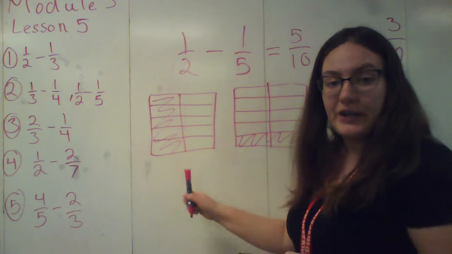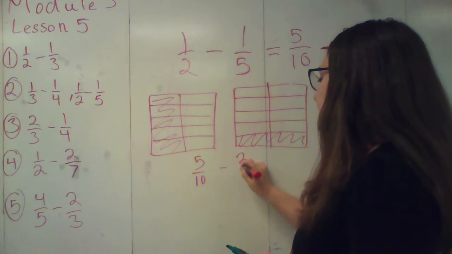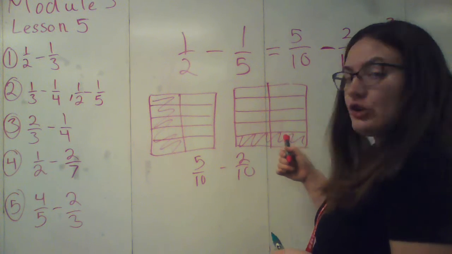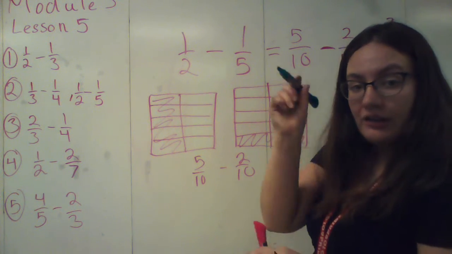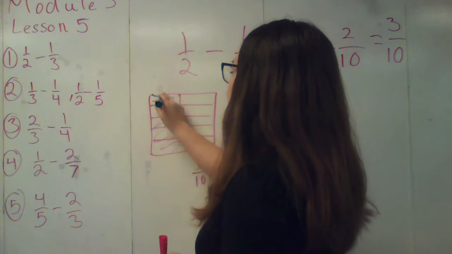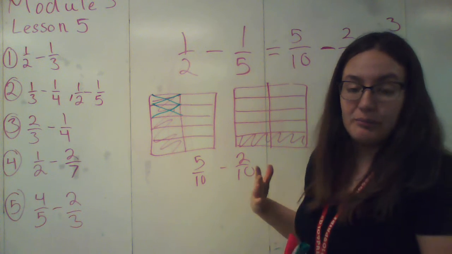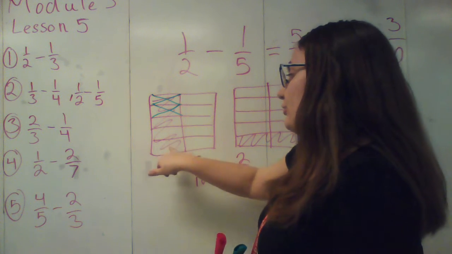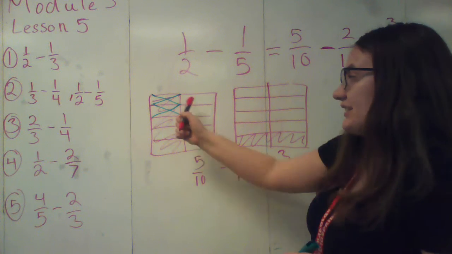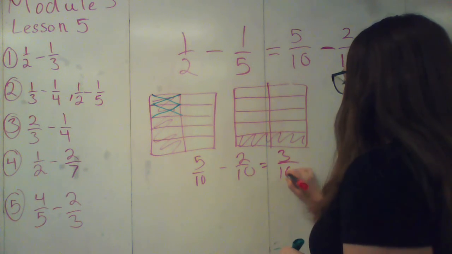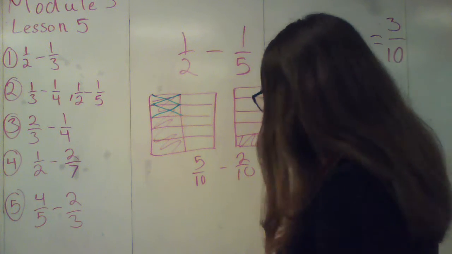Now I can show you this in picture form as well, because remember this is 5 tenths minus 2 tenths right here. So I know I have 2 boxes filled in, so that means I can cross off 2 boxes from my model, which I'll do in a different color marker. So I have 1, 2, and then I just count the amount of boxes I have left over. So I have 1, 2, 3. That will be my new numerator. And then I still have a total of 10 boxes. So my denominator stays the same, and again, I got my answer of 3 tenths.